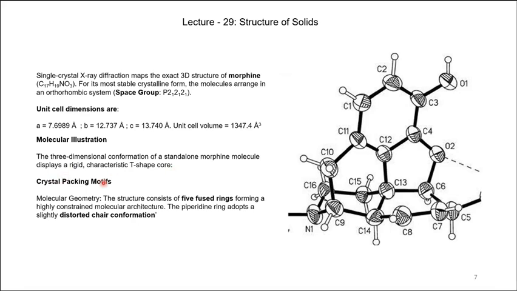As for crystal packing motifs and molecular geometry, the structure consists of 5 fused rings forming a highly considerable molecular architecture. 5 fused rings: 1, 2, 3, 4, 5 fused rings. And then the pyridine ring adopts a slightly distorted chair conformation.